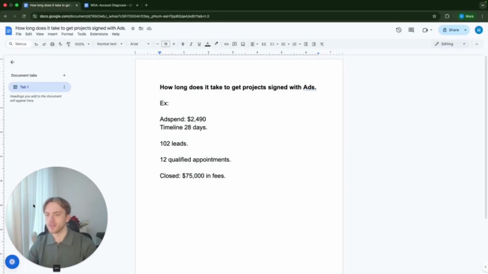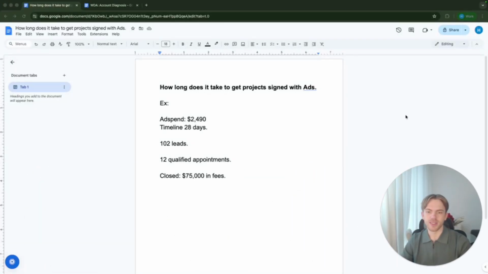All right, so we're going to dive into how long it takes to get projects signed with something like ads. That's one of the most common questions we get, and the reason it comes up is because most people don't know what comes from ads because they've never done it before. So I just want to show you a real case study perspective of how quickly and how long, best and worst case, it's going to take you to get your first project signed using something like ads.